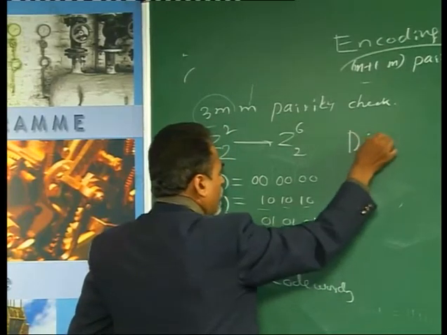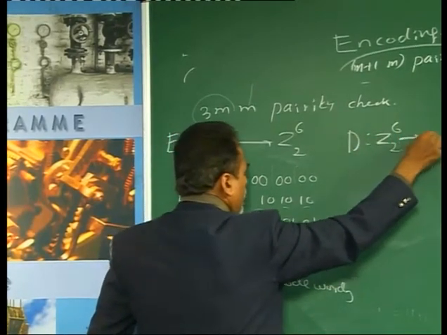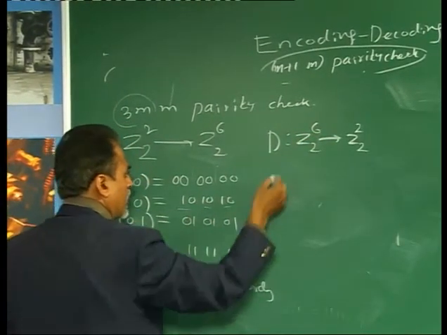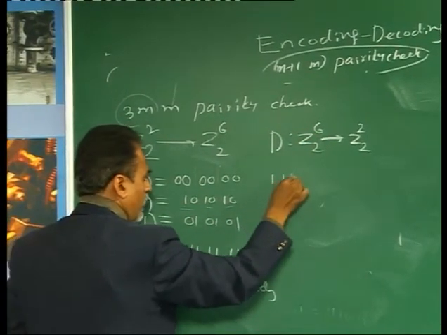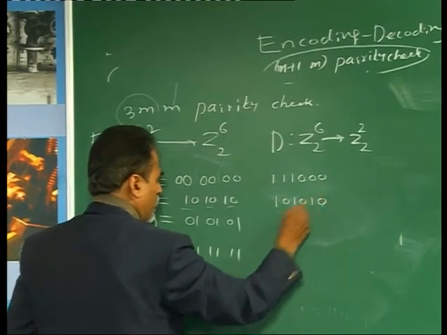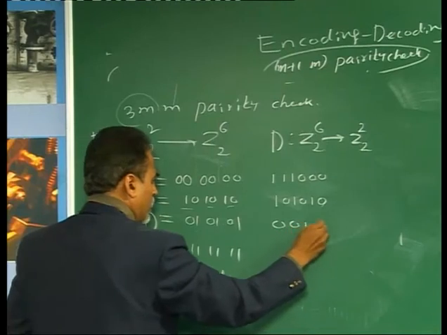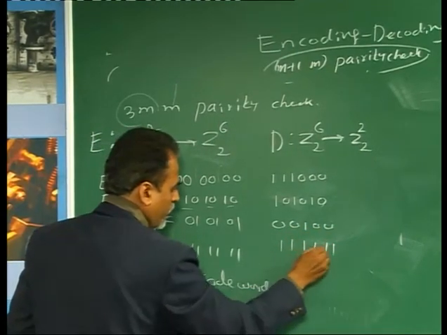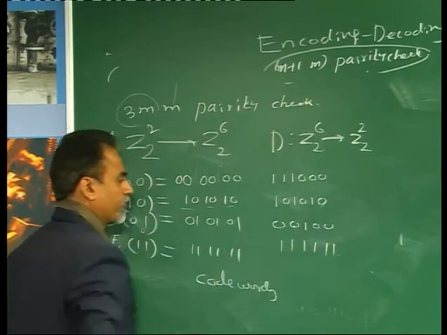Suppose decoding is from 6 dimension to naturally 2 dimension, because 6 divided by 3 I have to do. Any 6 dimension number, let us write: 1 1 1 0 0 0 1 0 1 0 1 0 0 0 1 0 1 1 1 1 1. So 1 2 3 4 5 6, 1 2 3 4 5 6.